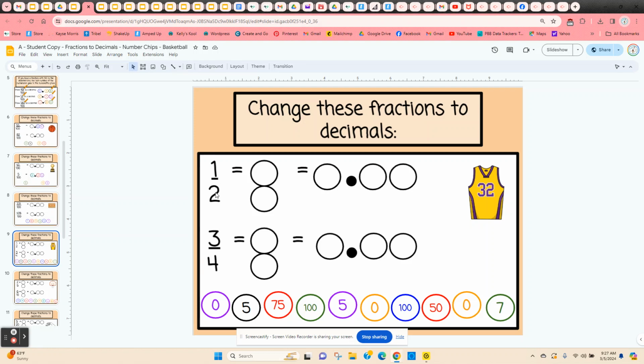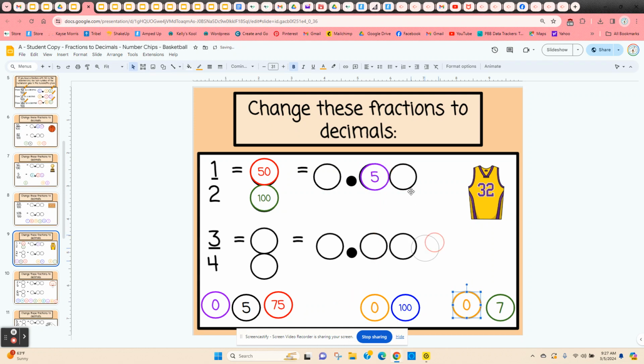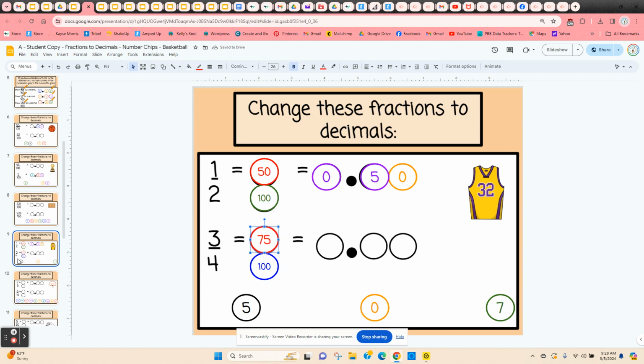Now here they're going to change these fractions to equivalent fractions and then to a decimal. So 1/2, we know we have to multiply times 50 to get 100. So we're going to place the 100. We're going to multiply the numerator times 50, and we get 50 hundredths, which we can now change to a decimal, 50 hundredths. Three-fourths, we know we have to multiply times 25 to get 100. So that gives us 75 hundredths, and then they can go ahead and change that to a decimal.